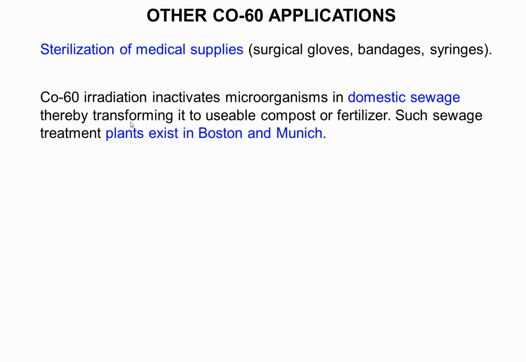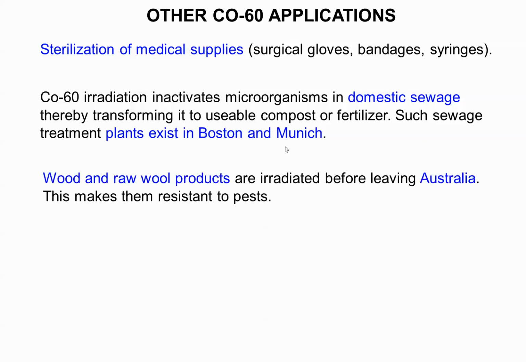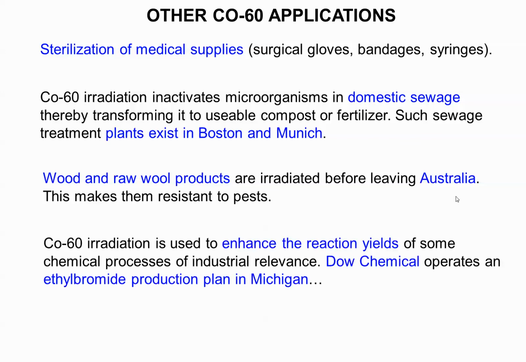Look at some other cobalt-60 applications. Sterilization of medical supplies. Treatment of domestic sewer, which after treatment becomes compost or fertilizer. There are sewage treatment plants in Boston and in Munich. Wood and raw wool products are irradiated before leaving Australia. Cobalt-60 irradiation is used to enhance reaction yields, like for example Dow Chemicals has an ethyl bromide production plant in Michigan.